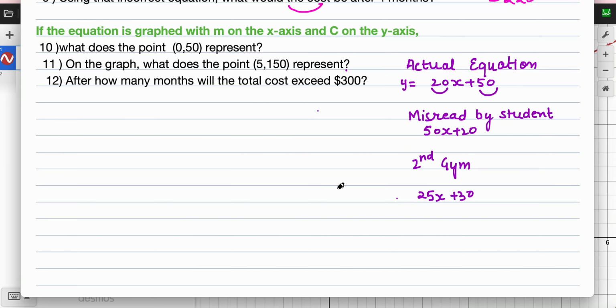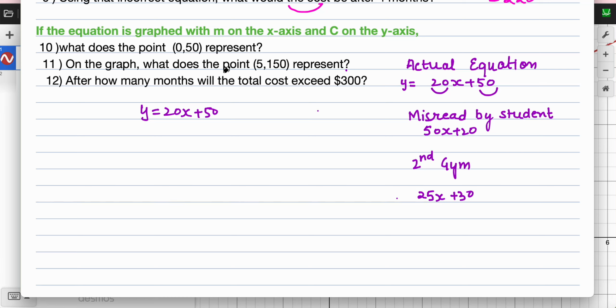Now our question says, what does the point 0, 50 represent? If the equation is graphed with x as months and y as cost, what does the point 0, 50 represent? This is a general concept question. The initial value is 0. So y is equal to 20x plus 50, so when x is 0, y is 50. And that means 50 is the initial value or the registration fee.